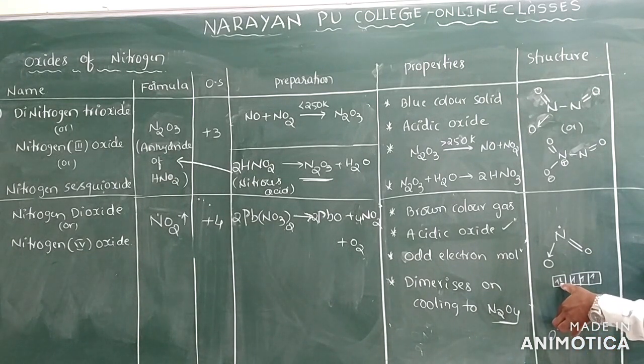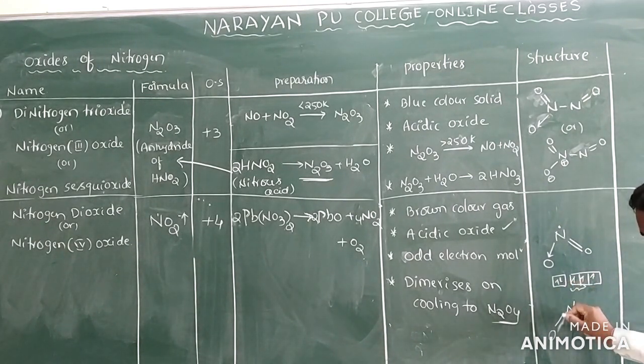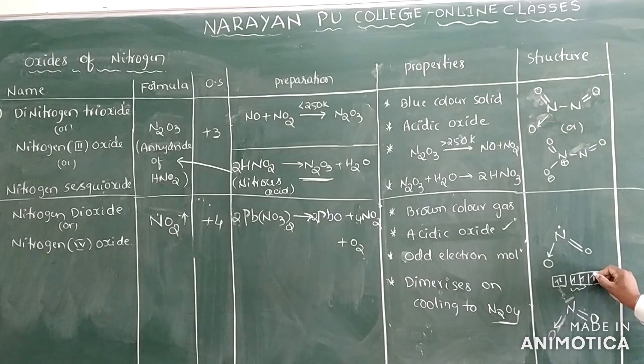When it forms the fourth bond, it donates its pair of electrons. So these 2 electrons are used to make a single bond with the oxygen. This lone pair of electrons, it donates to the oxygen and forms a dative bond. So that's why one unpaired electron is left here. That is why it is an odd electron molecule.